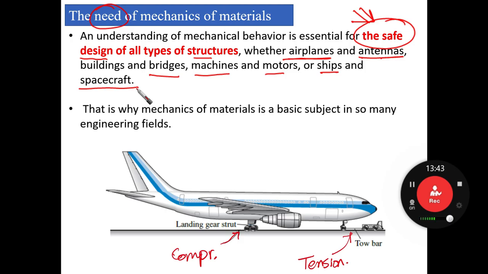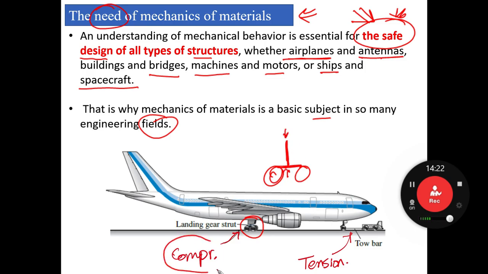You're going to find mechanics of materials in almost every field, because it is important for the safety of the design of the elements and structures that we are dealing with. This is why mechanics of materials is a basic subject in so many engineering fields. Here, as you can see, is an aircraft. You're going to find something very small here, which is the landing gear strut. Whenever we have the wheels here and they're connected, there is a strut here. This strut is actually under compression.